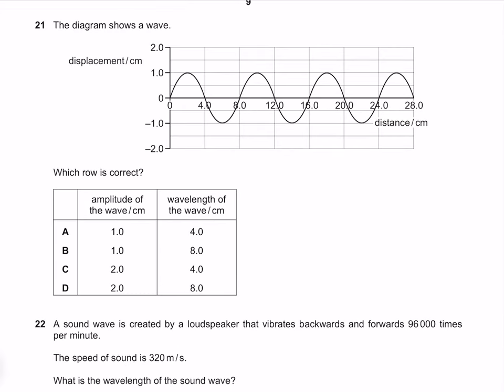The diagram shows a wave. Which row is correct? The amplitude of our wave is this dimension here, which is 1 centimeter. Our wavelength is the full cycle here, which is our 8 centimeters. So the answer is B.